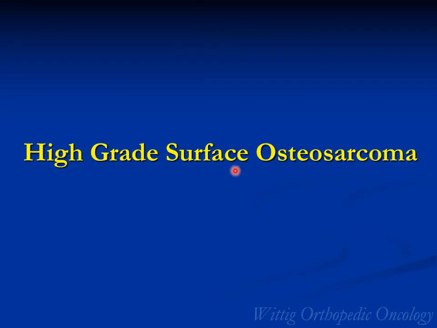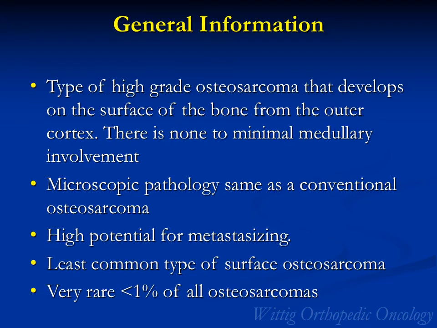High-grade surface osteosarcomas are the least common surface type of osteosarcoma, or least common juxtacortical type of osteosarcoma. Histologically, it looks exactly the same as a conventional osteosarcoma, except that it occurs on the surface of the bone. It's a type of high-grade osteosarcoma that develops on the surface of the bone from the outer cortex. It does not develop from the periosteum.